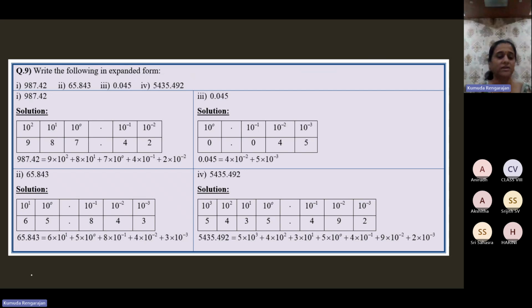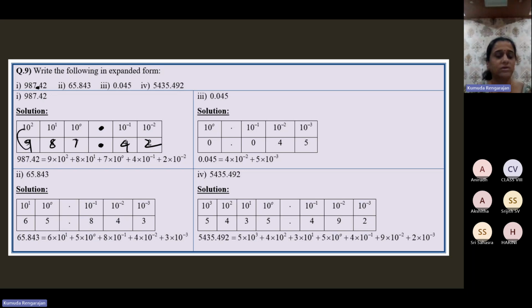So you just have to write the chart and write the digits under the respective place value. So see a decimal point, 10 power 0, 10 power 1, 10 power 2, 10 power minus 1, 10 power minus 2. That is the place value chart. Now write this number, write the digits under the respective place value. So you can see this decimal point here coming here, 987, 789, and 42.